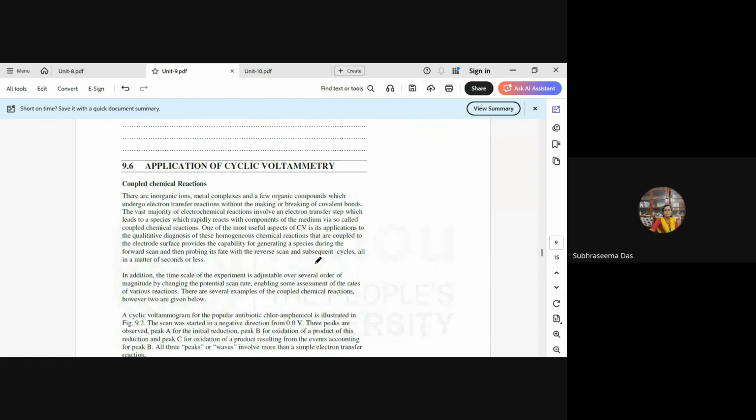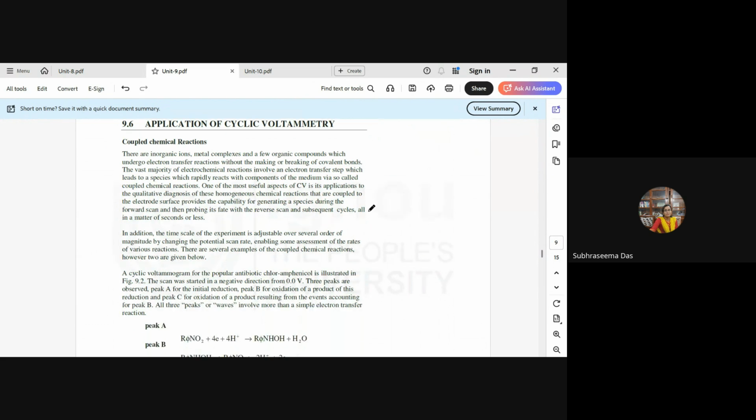Then coming to application of cyclic voltammetry. By far, cyclic voltammetry is one of the most versatile methods that can ever be used in analytical chemistry. So what is the application of CV in coupled chemical reactions? There are inorganic ions, metal complexes, and a few organic compounds which undergo electron transfer reactions without the making or breaking of covalent bonds. Thus, the vast majority of electrochemical reactions involve an electron transfer step which leads to a species that rapidly reacts with components via different types of chemical reactions.